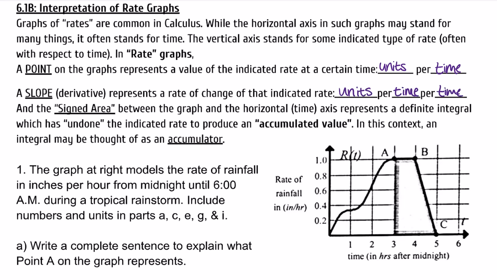A slope represents a rate of change of that indicated rate, units per time per time. And the signed area between the graph and the horizontal time axis represents a definite integral which has undone the indicated rate to produce an accumulated value. In this context, an integral may be thought of as an accumulator. The second part of the fundamental theorem of calculus states that the accumulation function is just a particular antiderivative of the original function. Equivalently, the derivative of an accumulation function for a function f is equal to f of x itself.